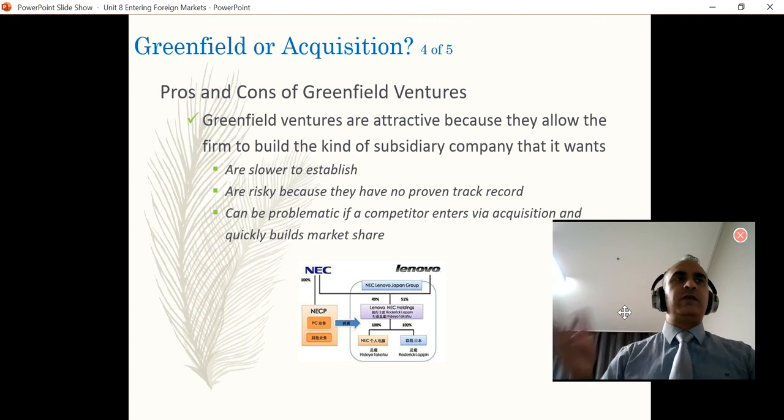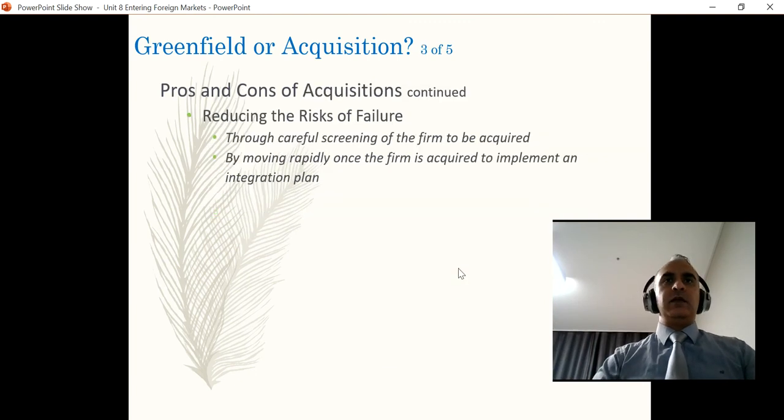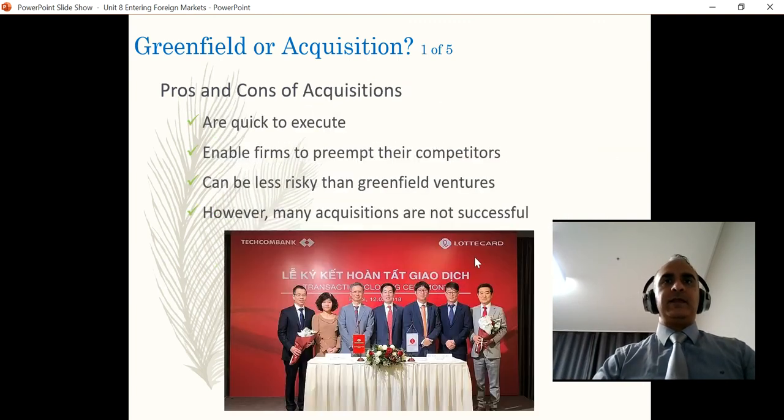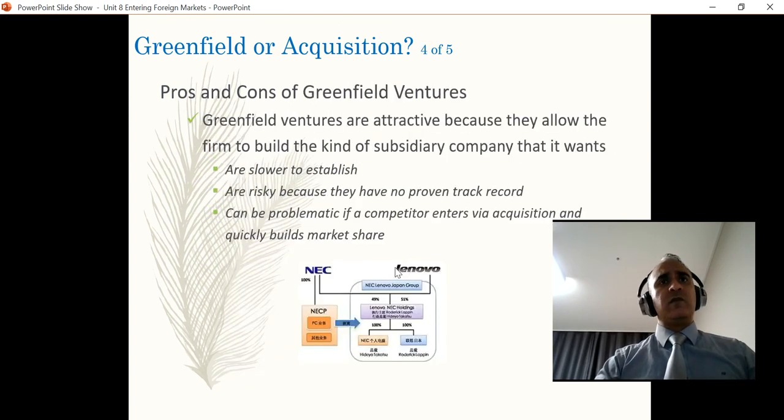So let's go, for example, to the case of this bank, the Techcombank and Lotte Card. They still operate the same way, but in a Greenfield, I let them operate on their own. I don't give them anything to do. They are doing very well, but I'll just use them as channels for increasing my profit, my revenue, and so on. Like I said, for example, Lenovo has done a lot of this.